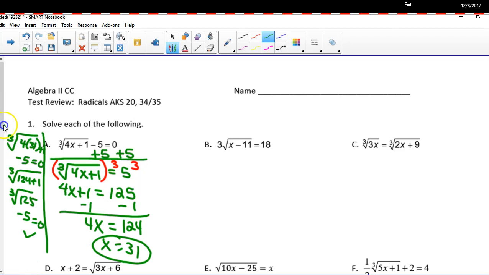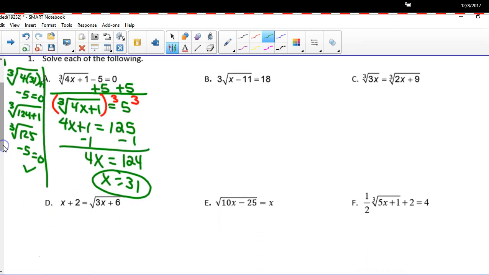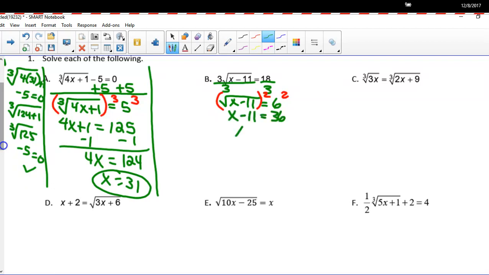We're going to move to the second problem, B. For B, we want to isolate our variable, so we're going to divide both sides by 3. That gives us that the square root of x minus 11 is 6. To undo the square root, we square both sides. So x minus 11 is equal to 36. So x is 47. We're going to check our work.